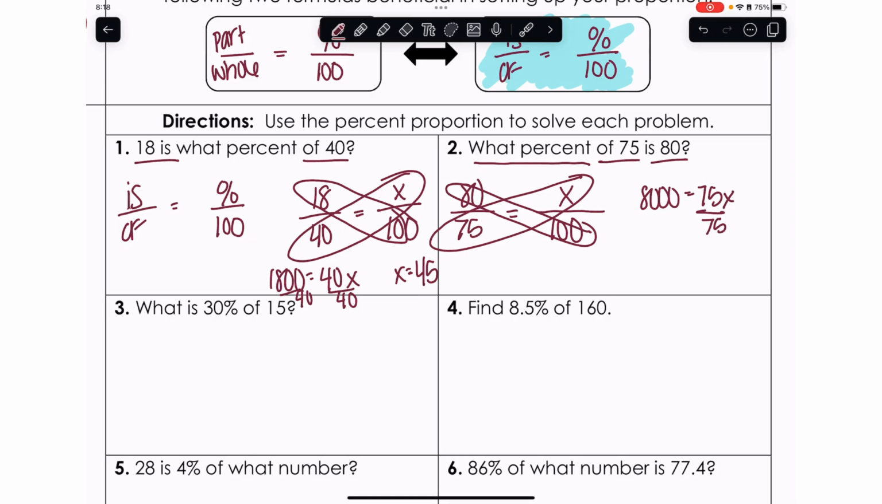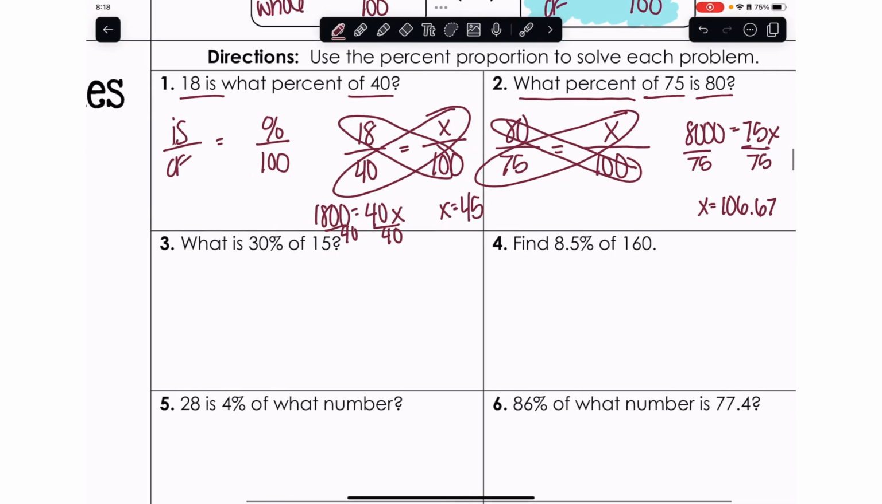And then I can divide by 75. So 8,000 divided by 75 does give me a decimal, 106.67. If I want to round, 106.7 is fine. That's going to be my answer. And this makes sense. What percent of 75 is 80? Look at that fraction here. 80 over 75. That's more than 100%, right? That would be like if I got 80 points on a test that was only worth 75, I had 5 bonus points. I would have over 100%. My answer makes sense with the context of my problem.